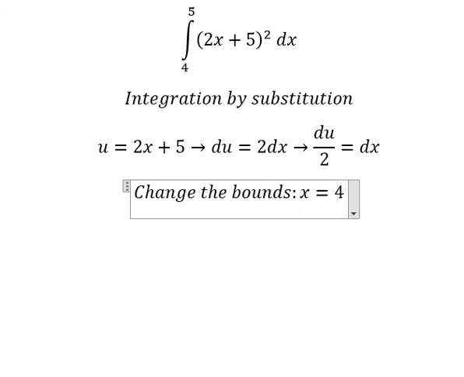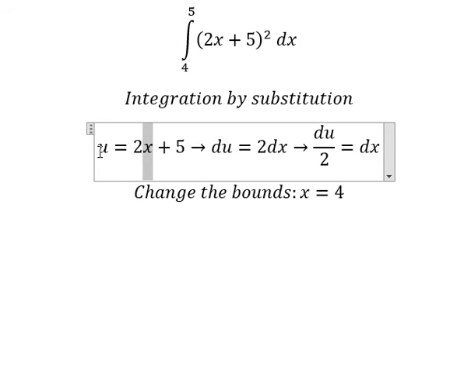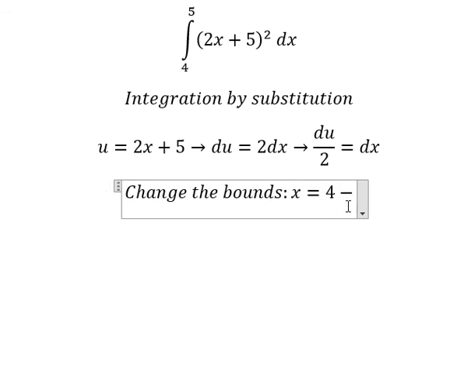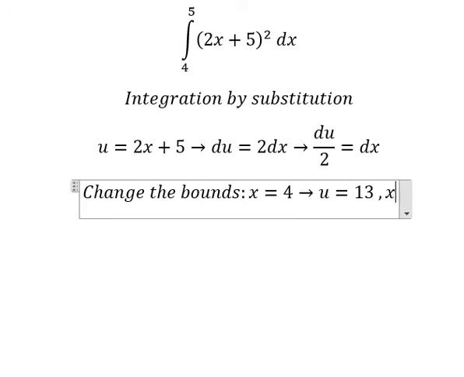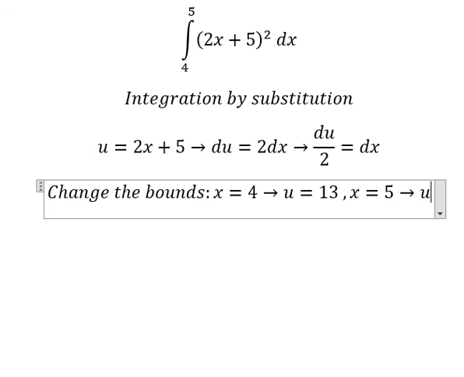When s equals to number 4, we have number 4 in here. So I will put number 4 in here to find the value of u. So number 2 with number 4, we have number 8. 8 with number 5, we have 13. When s equals to number 5, we put number 5 in here. So we have number 10 with number 5, we have 15.